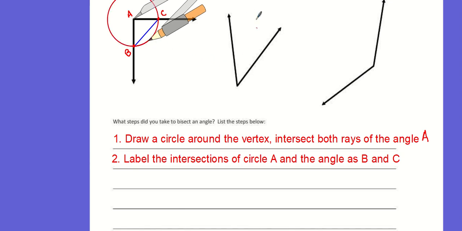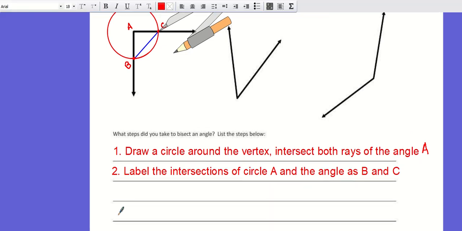All right. So how did we bisect the segment again? We drew circles B and C with radius more than half. And then drew a line through the center of the circles. That's it.